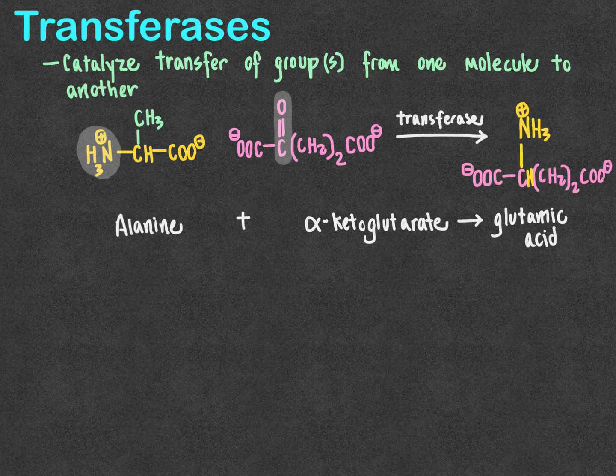And I've drawn here the glutamic acid using exactly the same color code that I did on the reactant side of the equation, where the NH3 group of alanine is transferred via transferase to where the carbonyl group was of alpha-ketoglutarate. So everything in pink here derived from alpha-ketoglutarate in the skeleton of the glutamic acid. The group in yellow derived from alanine. So in other words, we transferred a group from alanine onto alpha-ketoglutarate to yield glutamic acid.